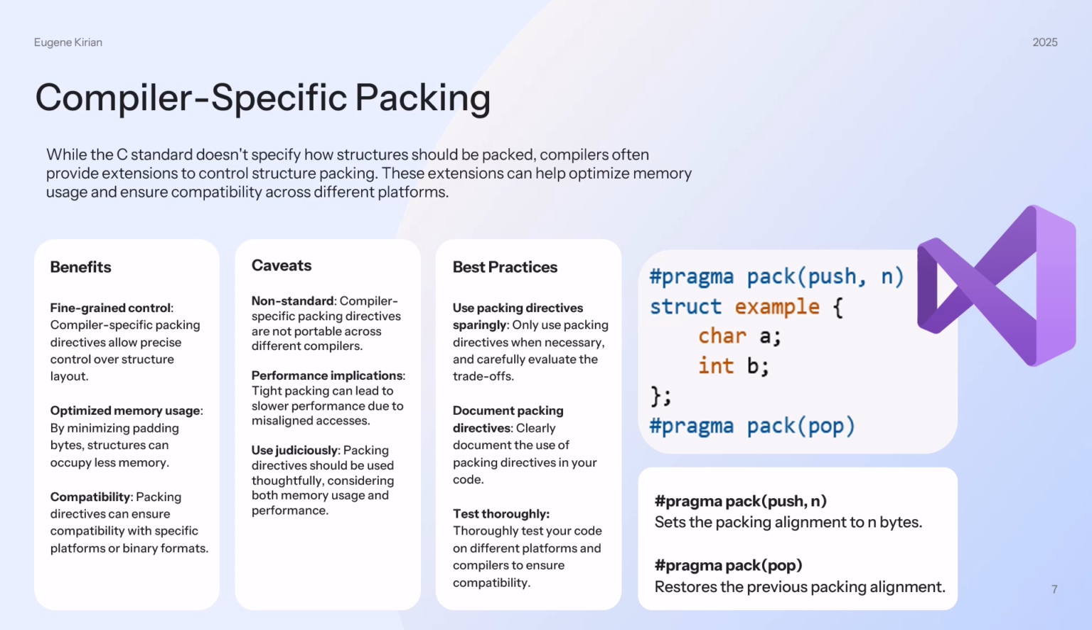Here are some best practices to keep in mind. Use packing directives sparingly and only when necessary. Clearly document the use of packing directives in your code. Thoroughly test your code on different platforms and compilers to ensure compatibility. By using packing directives thoughtfully and following best practices, you can achieve fine-grained control over structure layout, optimize memory usage, and ensure compatibility with specific platforms or binary formats.